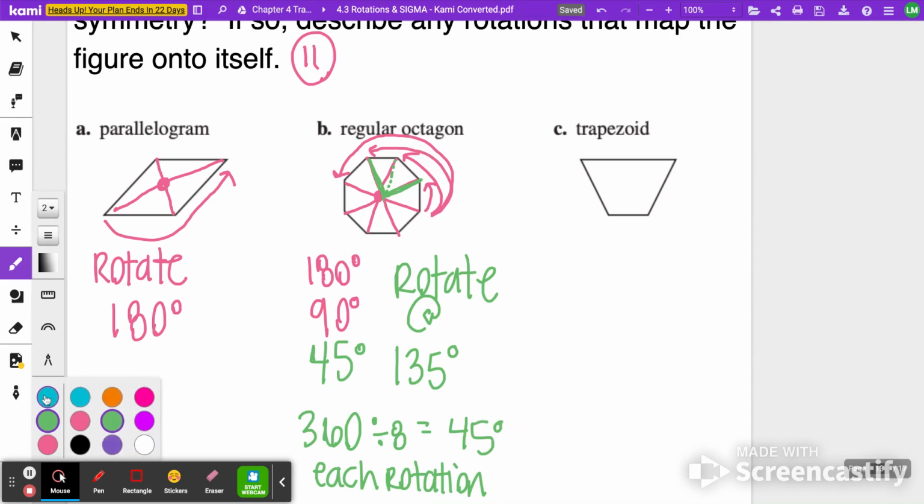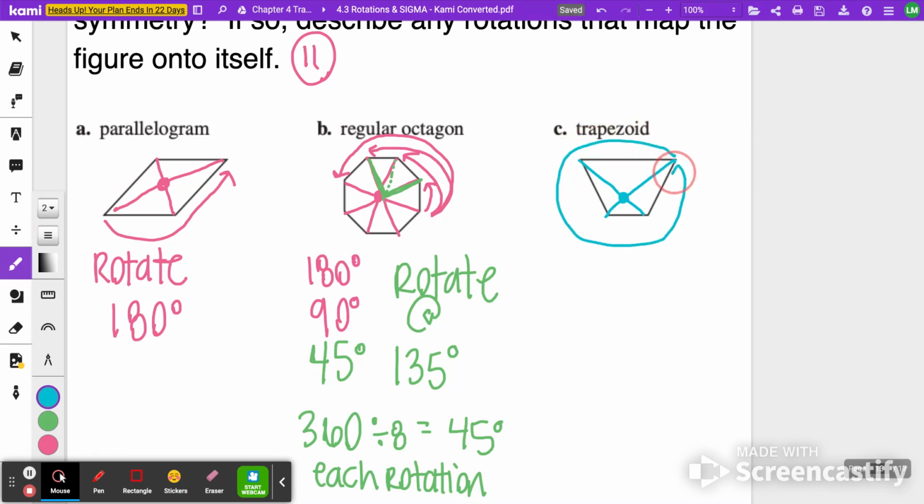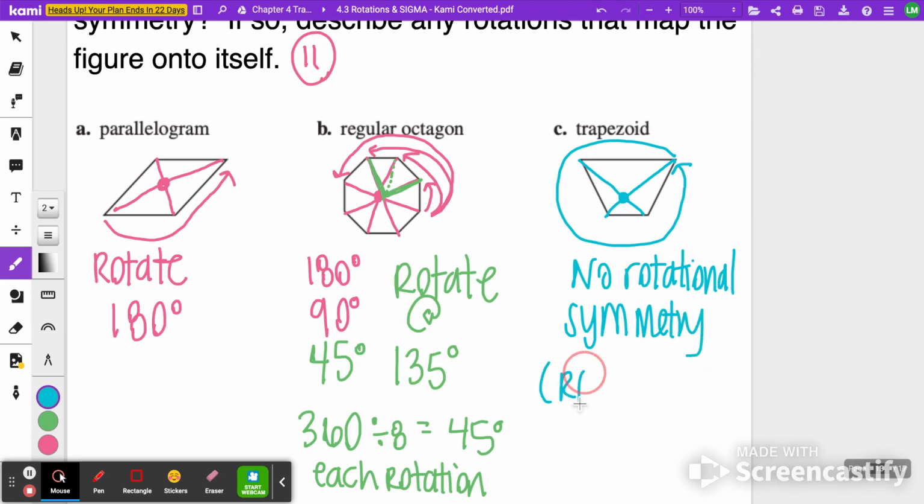The next one we see is a trapezoid. And again, if you want to do opposite vertex to opposite vertex, but notice how the center of symmetry is a little bit off. So there is no rotational symmetry, because what I would have to do in order for it to be the same thing is rotate it a full 360. And remember, rotational symmetry has to be less than or equal to 180 degrees.